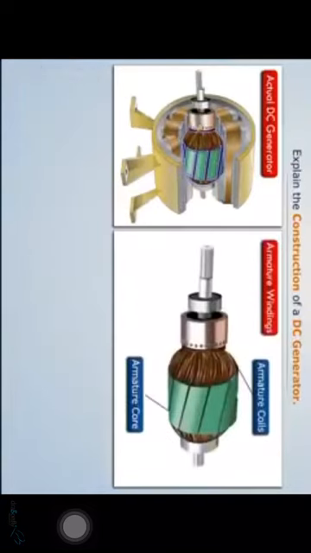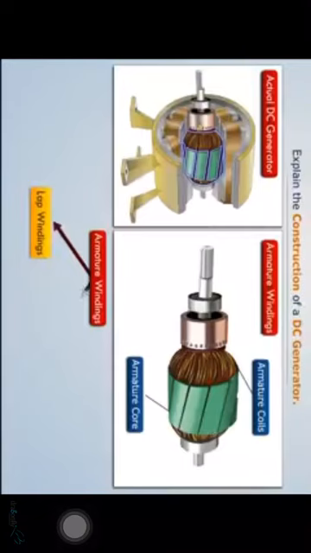Armature windings are mostly employed for the armature of a DC machine. They are of two types: lap windings and wave windings. The difference between the two is merely due to the different arrangement of connections at the front or commutator end of the armature.